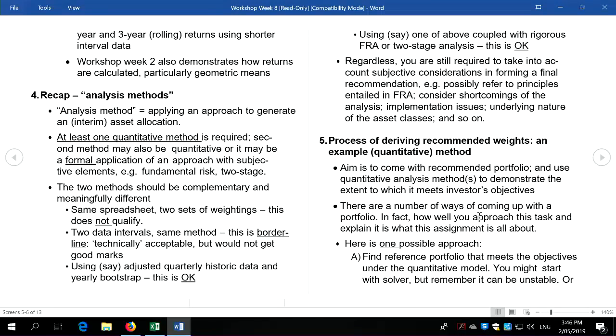The analysis method required in the assignment is at least one quantitative method, and you have the choice of another complementing and substantially different analysis method. So applying one quantitative model, for instance, bootstrapping over 2 data intervals, is not counted as 2 quantitative analysis methods.